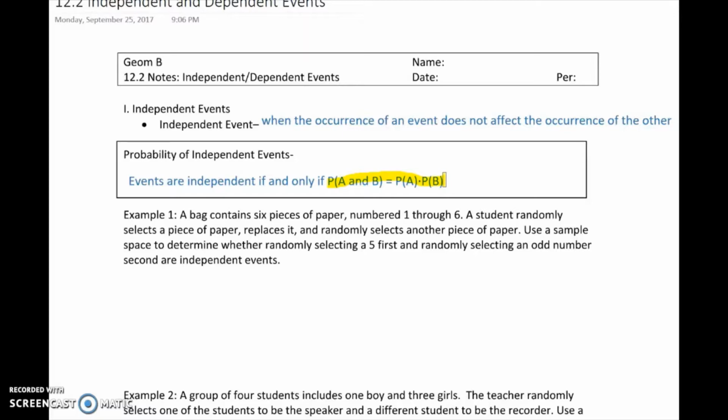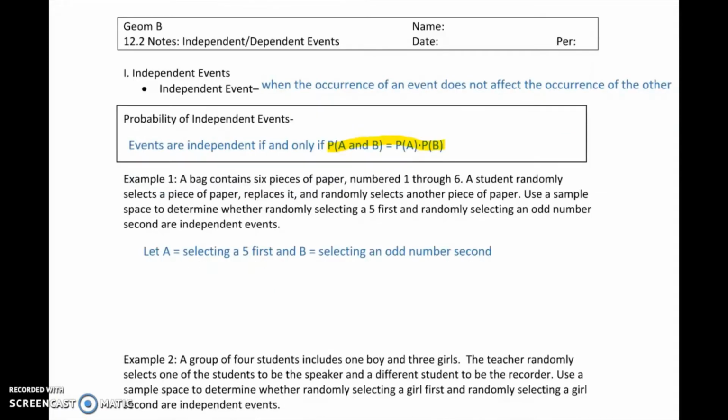For example, example 1: a bag contains 6 pieces of paper, numbered 1 through 6. A student randomly selects a piece of paper, replaces it, and randomly selects another paper. What we want to do is determine if randomly selecting a 5 first, and then selecting an odd number second are independent events. We can define A as selecting a 5 first, and B as selecting an odd number second. We want to figure out the probability of A and B both happening, and then A and B separately.